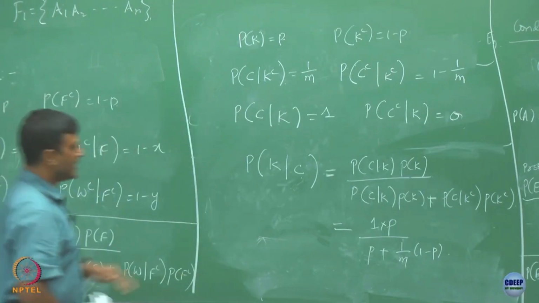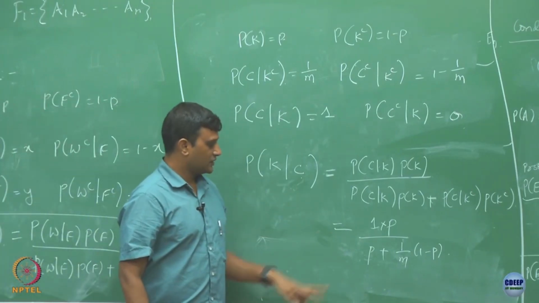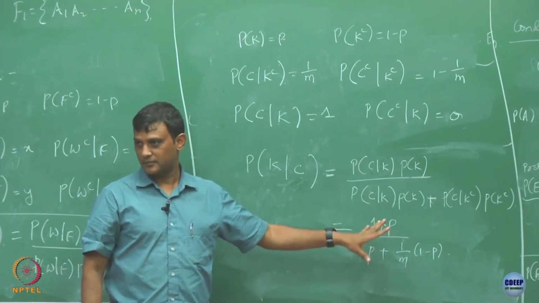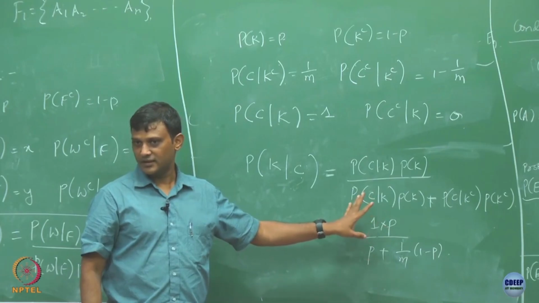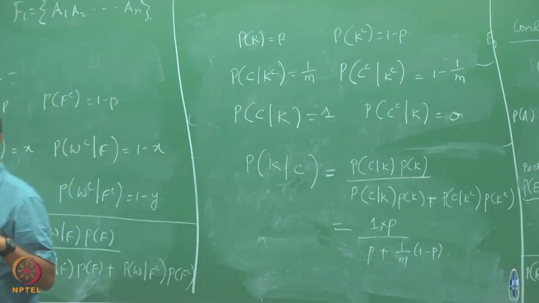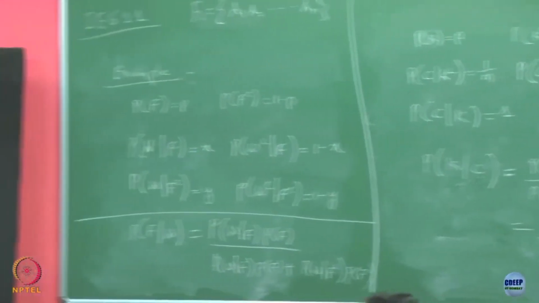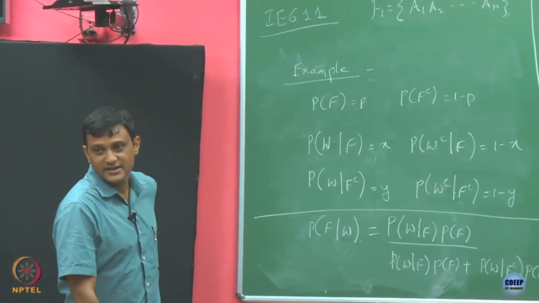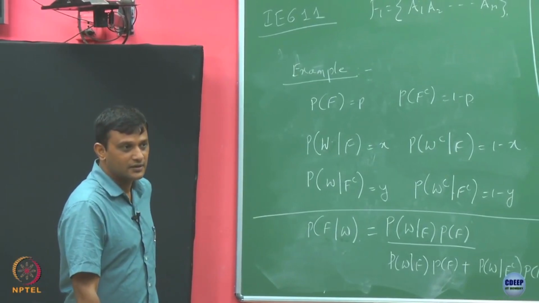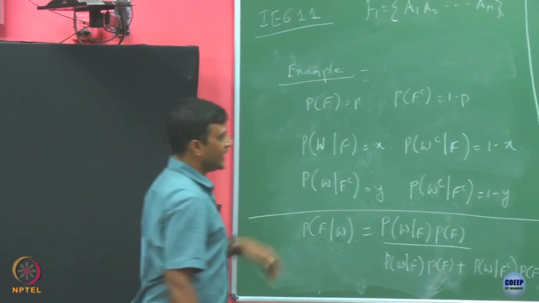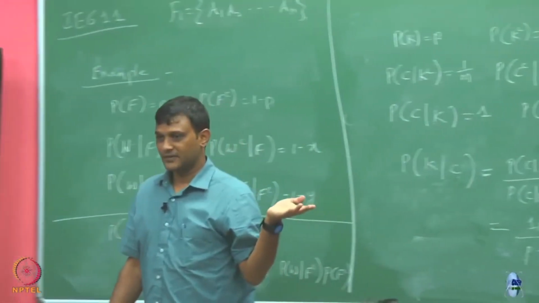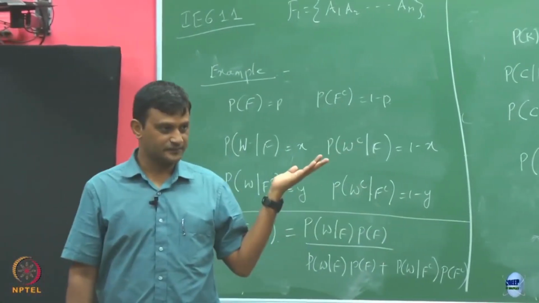So let us try to understand how this behaves. Suppose you increase P, fix m. If you increase P, is this probability going to increase or decrease? Is this function an increasing function in P or a decreasing function in P? Increasing function. So it is good, right? If you know the answer, fine. The probability that you actually got it correct is increasing.